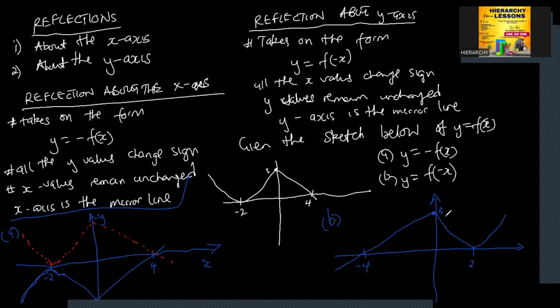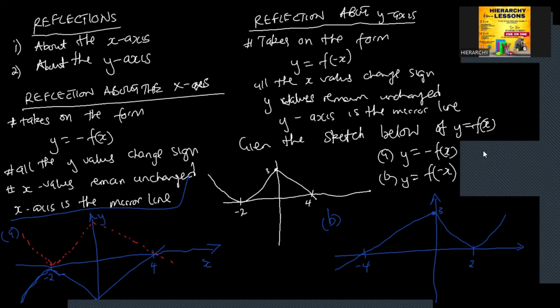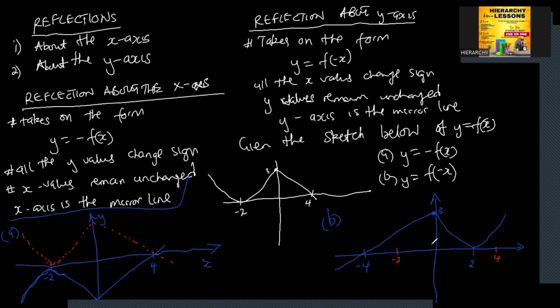This one is 3. It means the y values remain unchanged. The x values are the ones that change sign, as you can see. Let me put in red the original one so that you can appreciate how we did it. With minus 2 here and 4 here, the original one was something like this. You can appreciate that we just reflected it about the y-axis, which is the mirror line.